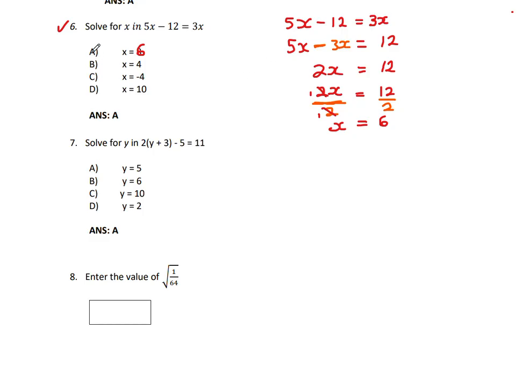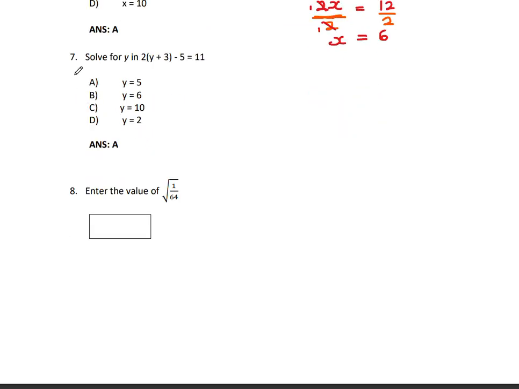So that was what A should have been, x equals 6. Okay, now let's move on to question 7. Here we're going to solve for y in 2, open bracket, y plus 3, minus 5 equal 11.